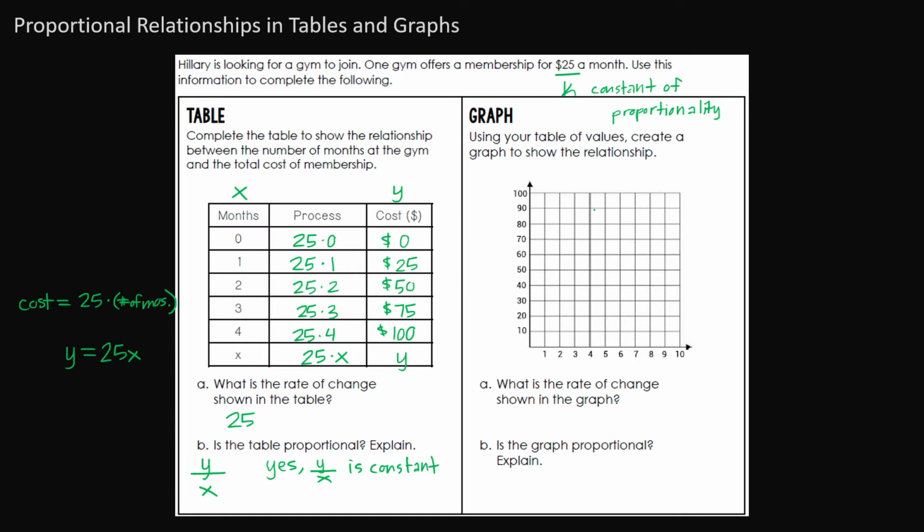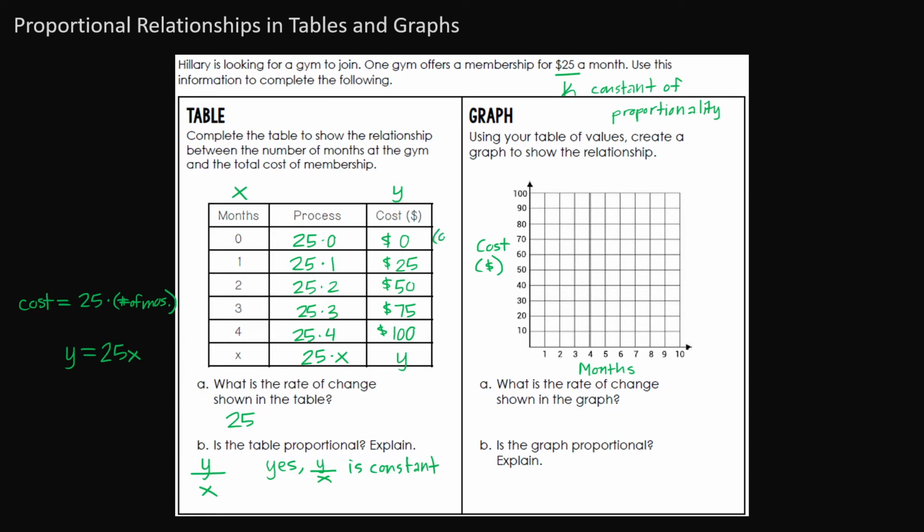In a graph, we're going to show the relationship using these coordinates. So if we look at this table and we don't think about the process for a second, we've got 5 coordinates we can plot here. We know that x, our x-axis, represents the number of months we're going to the gym, and y represents the cost in dollars. So let's treat these like coordinates.